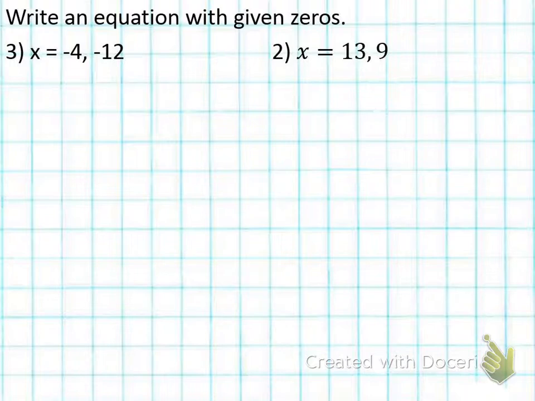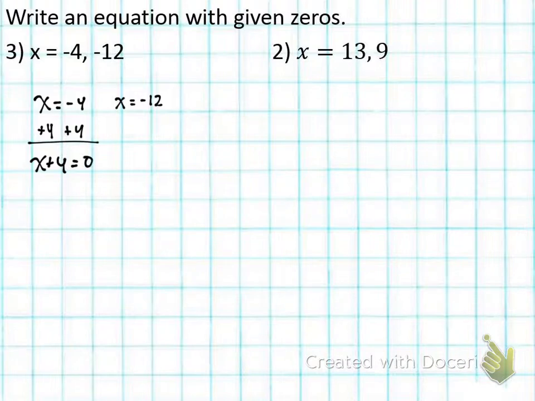What am I writing? X equals negative 4, and then again x equals negative 12. That's the first step. Okay, to your neighbor, tell them what you would do for each of these equations. Okay, what am I doing? Adding what? Okay, so we got x plus 4 is equal to 0, and then the other one I'm adding 12, right?